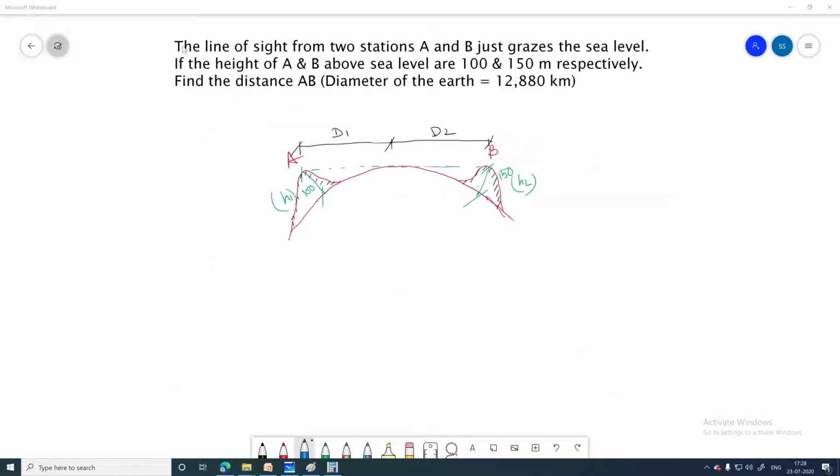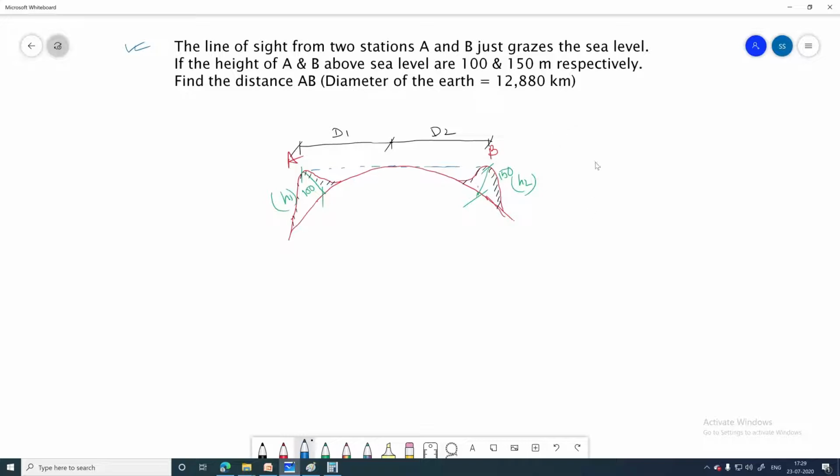So this is a problem related to the curvature correction. So here it is said the line of sight from two stations A and B just grazes the sea level. So this is station A and this is B. So you can see it just grazes the sea level. Okay, this is the sea level. Now if the heights of A and B above the sea level are 100 and 150 meter respectively, so at A it is 100 meter and at B it is 150 meter. Find the distance AB, that means this particular distance, that means D1 plus D2, that we need to determine. Now here the diameter of the earth is given, that is 12,880 kilometer.